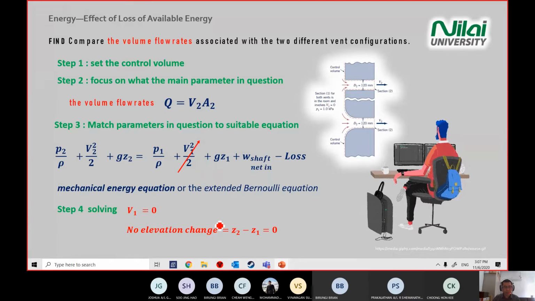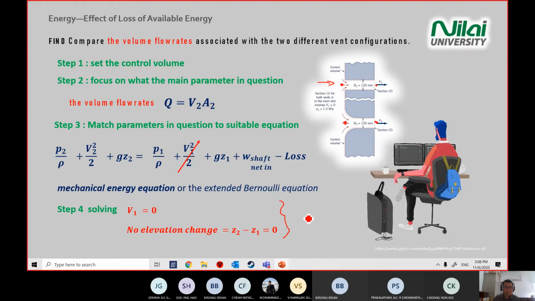And then no elevation change means you see that from this point, inlet to outlet, actually there's no change of elevation. It's the same for the two cases. So case 1, input here, out here, so elevation is the same. So Z2 minus Z1 equals 0, meaning if you move your Z2 from the left hand side to the right hand side, you will get 0 later on. So these are the basic understanding before we try to solve for the parameter. Right? Yes.